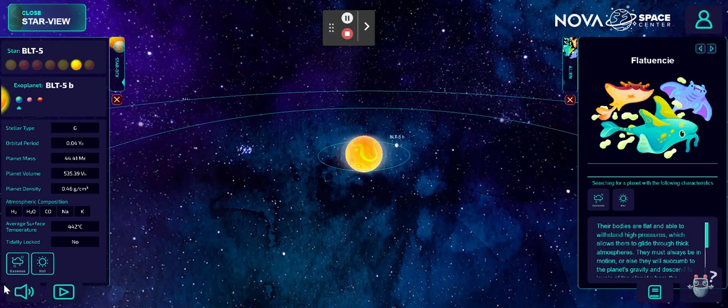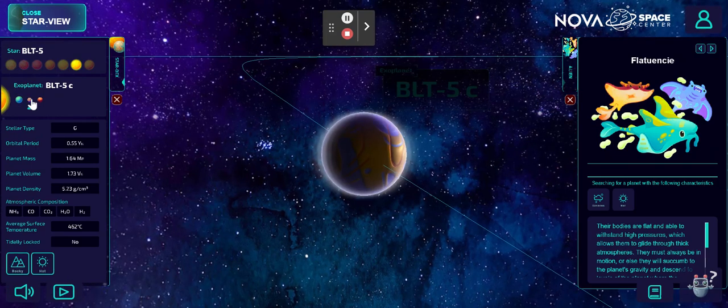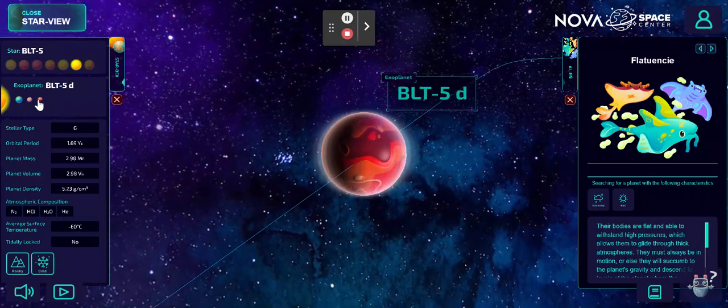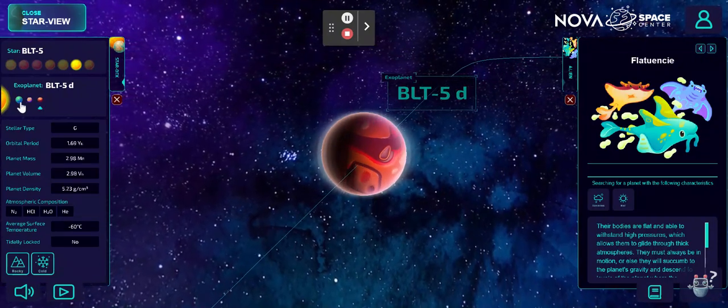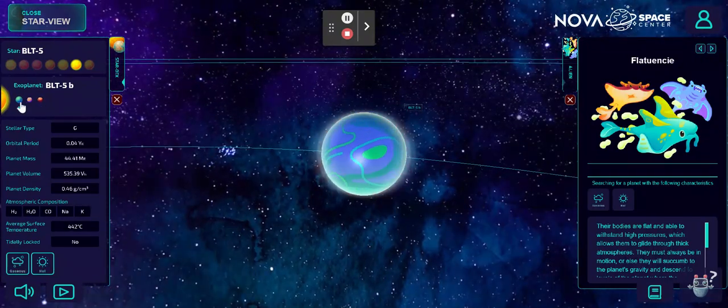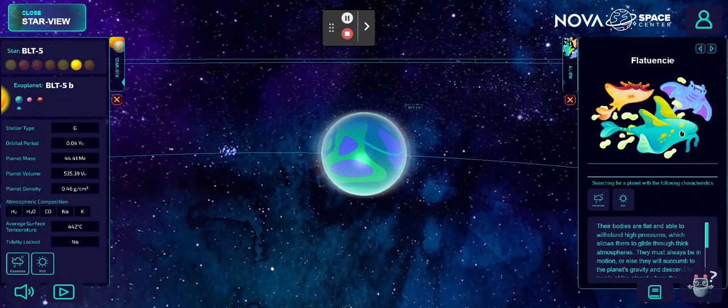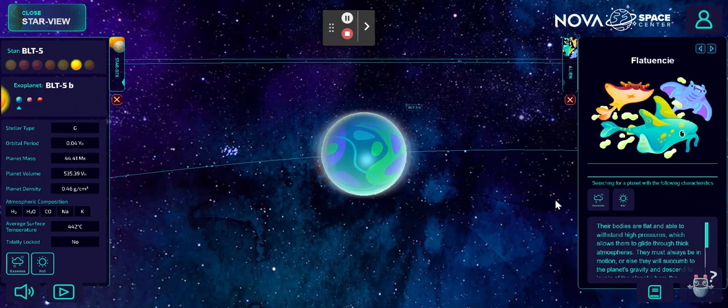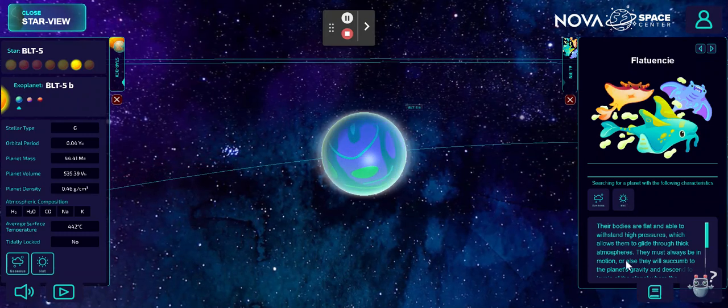That first one, 5B, is gaseous and hot. 5C is rocky and hot, so we know it's not 5C. And 5D is rocky and cold. So that was an easy one to narrow down. It would be the BLT 5B because it's gaseous and it's hot. It also says on here, hot, yep.